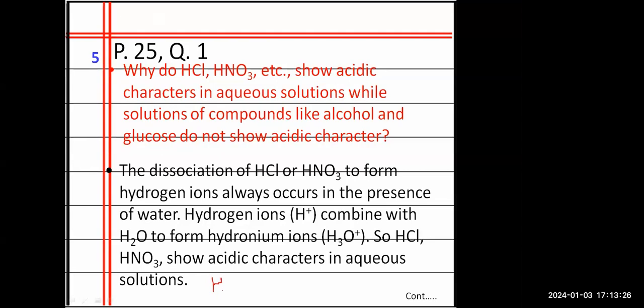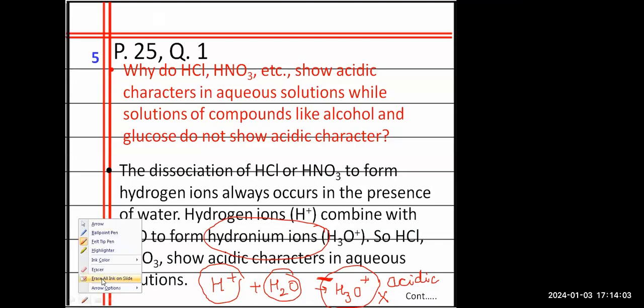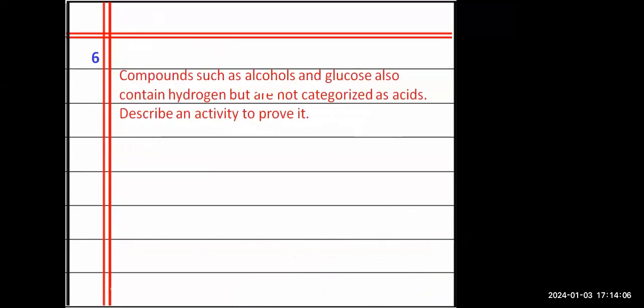These H plus ions combine with water to make H3O plus. These are called hydronium ions. So ultimately the hydronium ions will have all the acidic properties. If hydronium ions do not get produced, it does not show any acidic property. So basically, if hydronium ions are required, we need two things: hydrogen ions and water. If any one thing is missing, it will not have any acidic property.